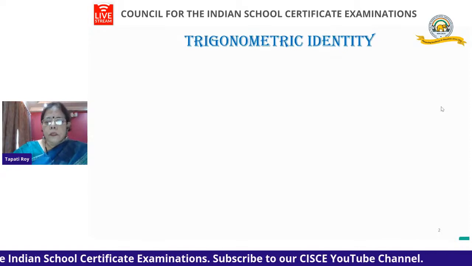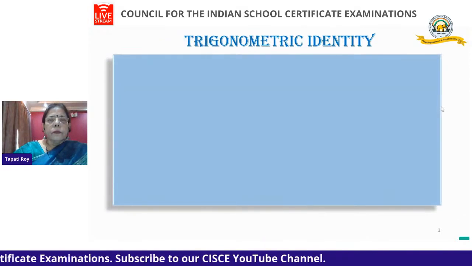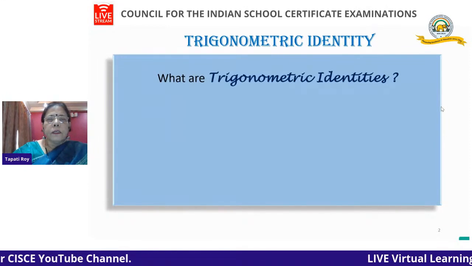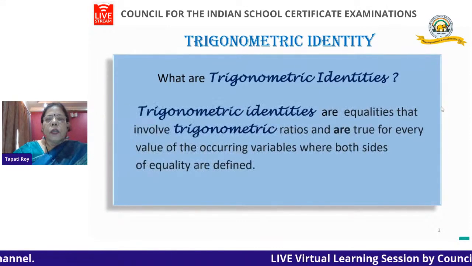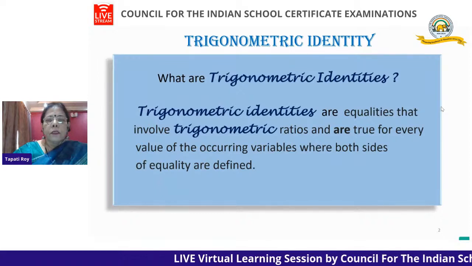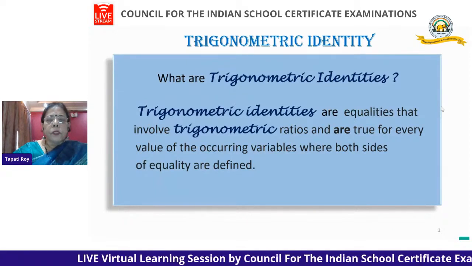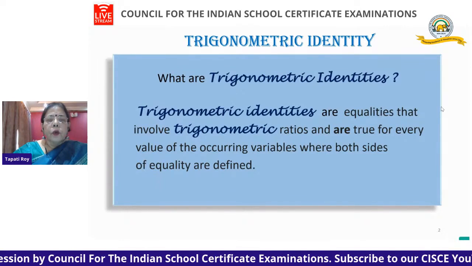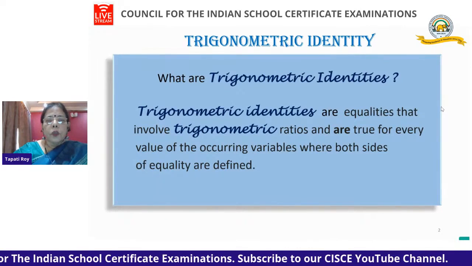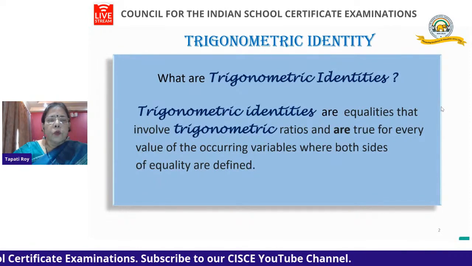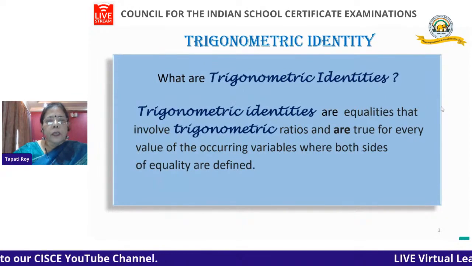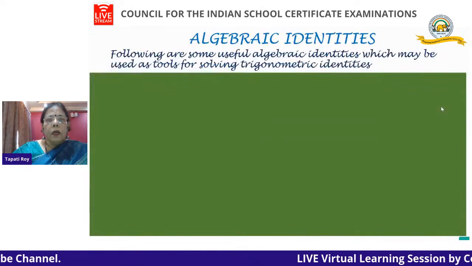So the topic is trigonometric identity. Let us brush up. What are trigonometric identities? Trigonometric identities are equalities that involve trigonometric ratios and are true for every value of the occurring variables, where both sides of equality are defined. So this is what trigonometric identities are.